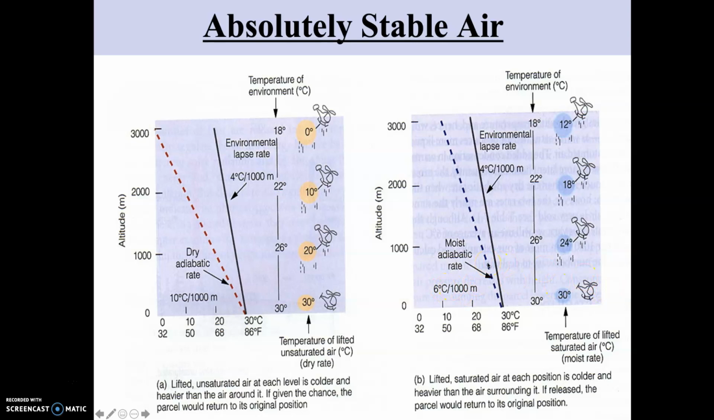Say you had a moist parcel and you take it, you attach it to a helicopter, force it to rise. It changes by 6. It is always colder than its surroundings. Meaning it always wants to sink back down to the surface. So this is an absolutely stable scenario because it is colder than the environment when moved at the dry adiabatic lapse rate, and colder than the environment when moved at the moist adiabatic lapse rate. So in both cases, it is colder than the environment.